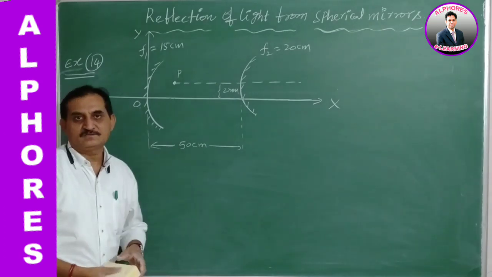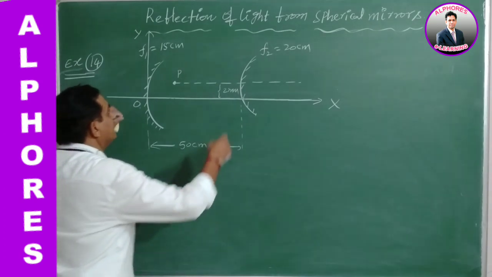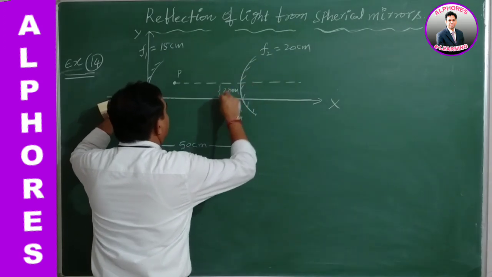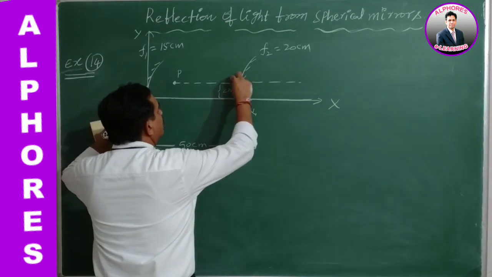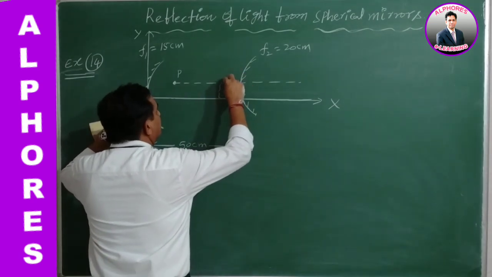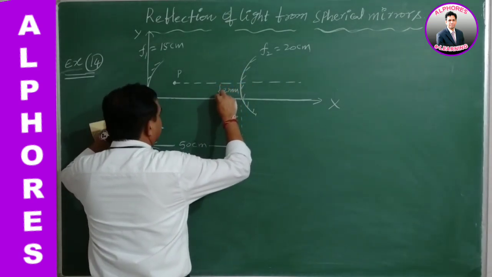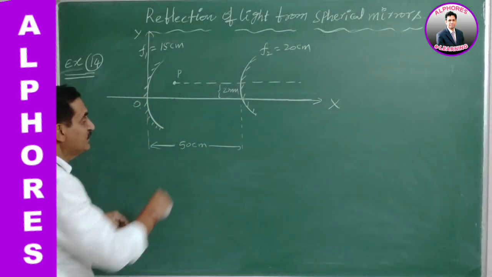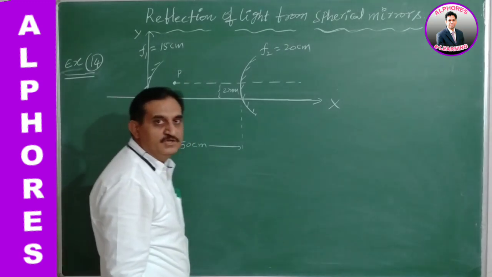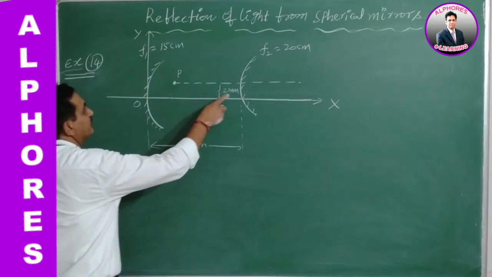How much separation is taken by these two principal axes of the concave and convex mirror? 2 millimeters. Earlier, it coincided with the principal axis of the concave mirror, meaning they were kept coaxially, overlapping over this principal axis. There was no separation at all in the previous problem. Now there is a clear separation between these two axes. So that is 2 millimeters.